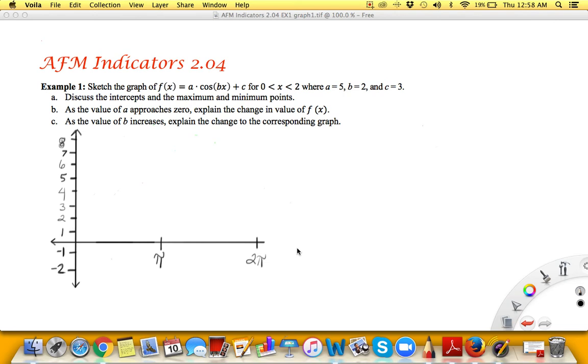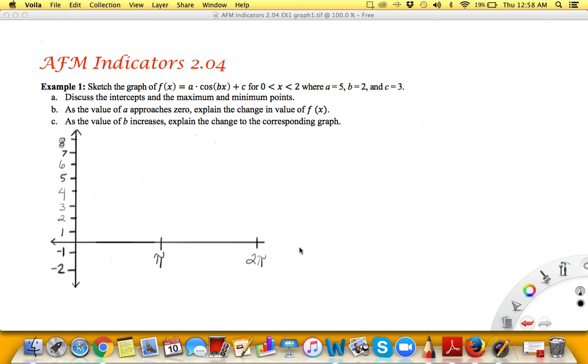Everybody. We're here talking about the Advanced Functions and Modeling Indicators, Standard 2.04, and this is example 1. Now, to be honest with you, I don't have a problem admitting when I've made a mistake, and I have made a mistake on graphing this particular example yet again. But we're going to correct it. So on the corrected graph, I did not draw the vertical shift.